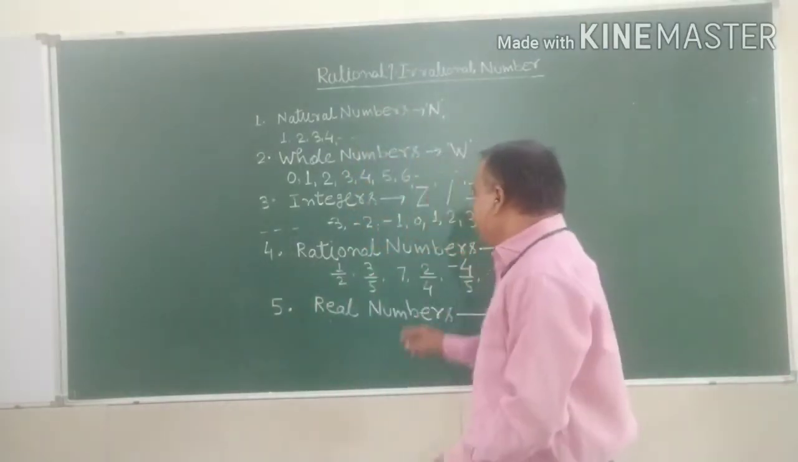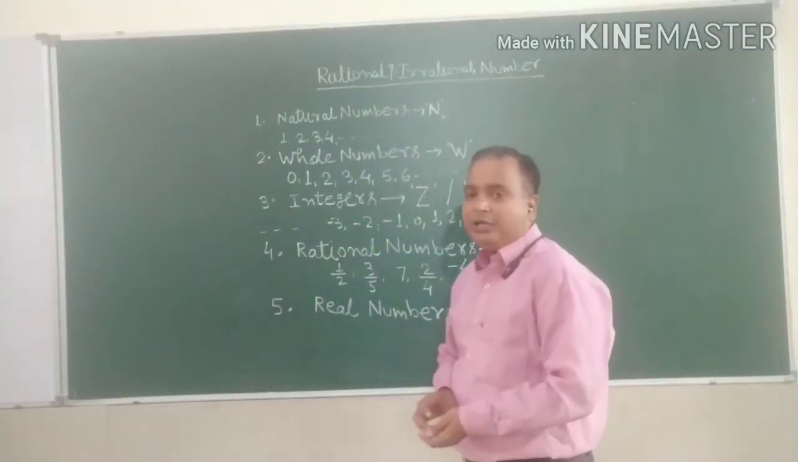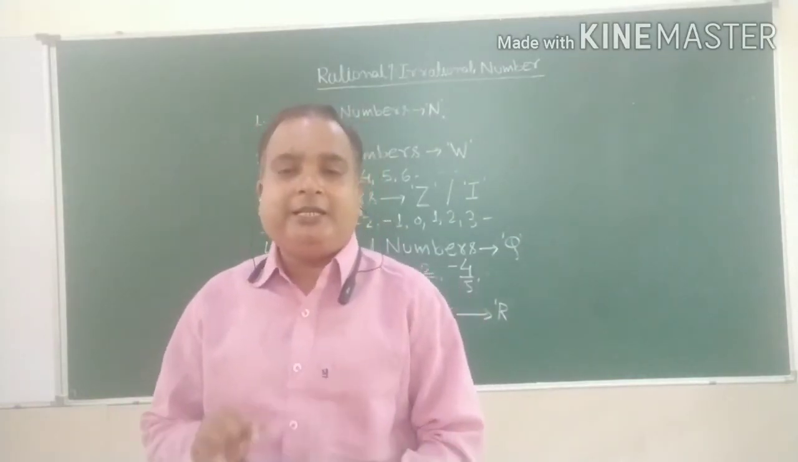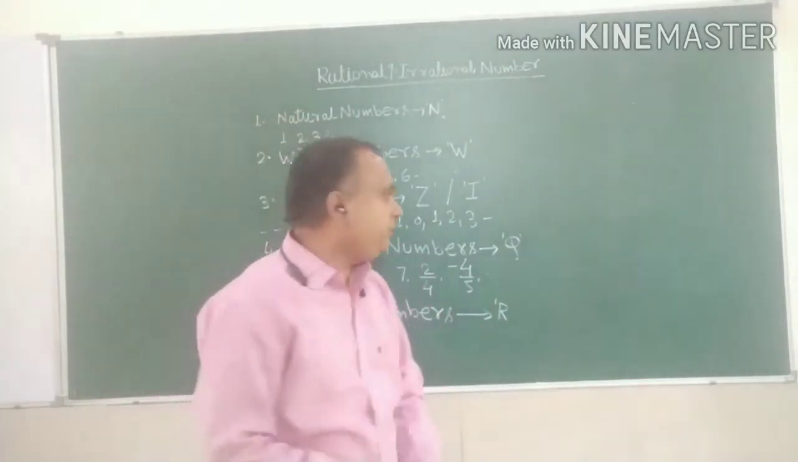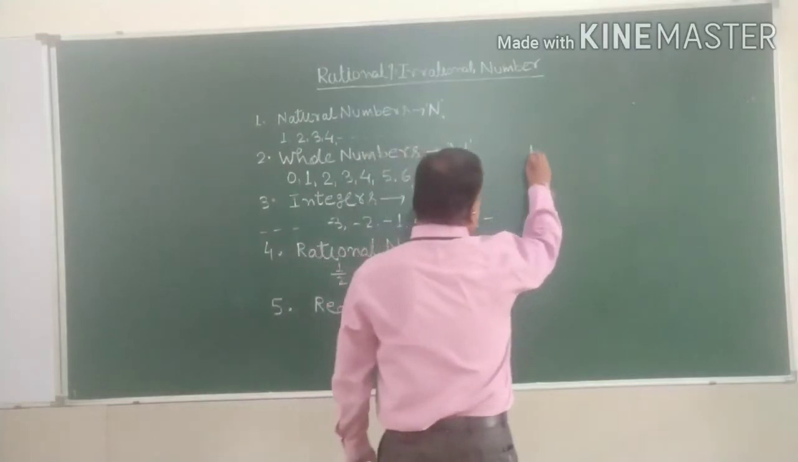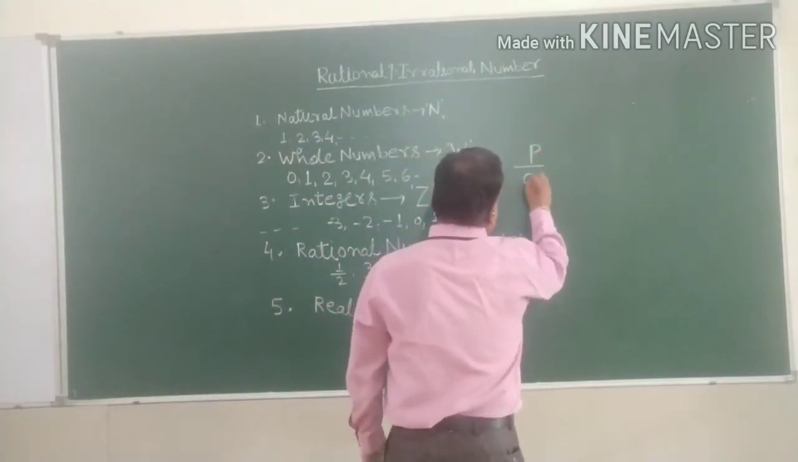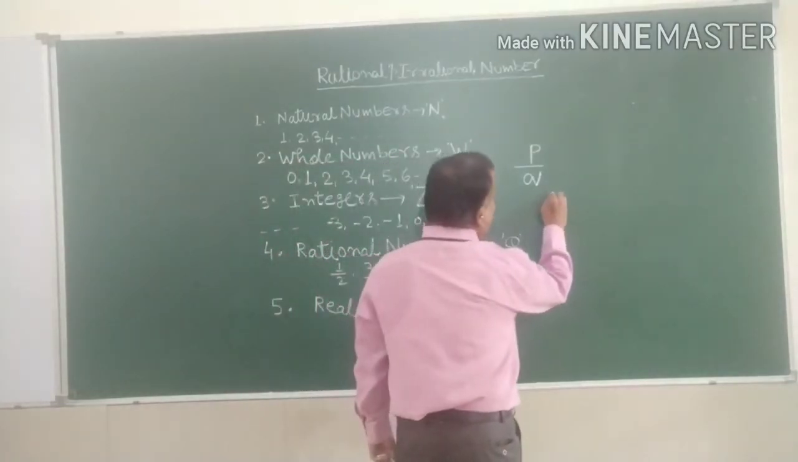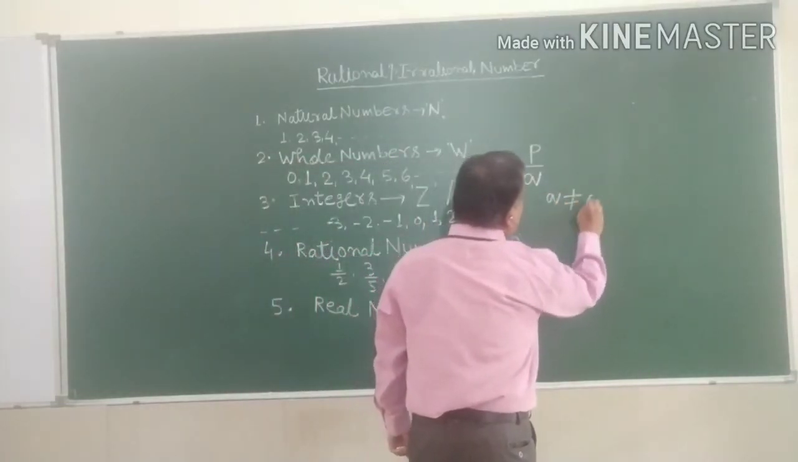Next, the number is rational number. Now what is a rational number? A number that can be represented in the form of p upon q. I repeat, a number that can be represented in the form of p upon q, where the condition is that q is not equal to 0.